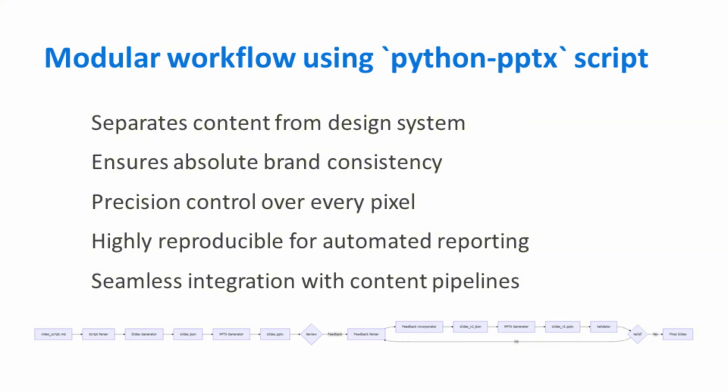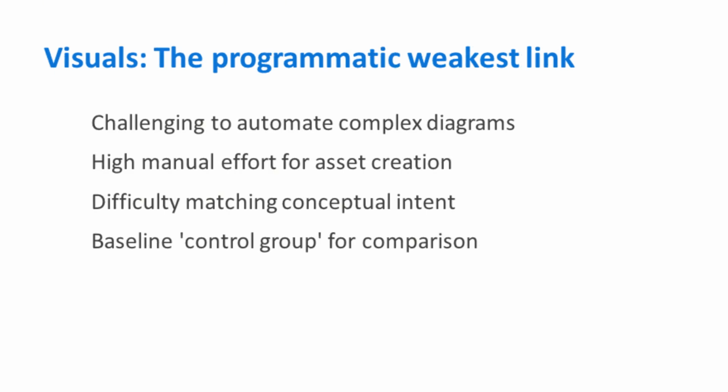The strengths are clear: full control over every element, total reproducibility, and easy integration with automated content pipelines. However, it's not without its limitations. And frankly, this is where AI truly shines a light on the gap. The diagrams and images are the weakest link. Generating high-quality, relevant visuals that perfectly match my intent, especially complex schematics, is still incredibly hard to do programmatically. It requires a lot of manual effort to create the assets and then place them.